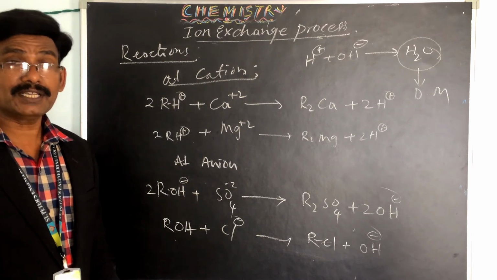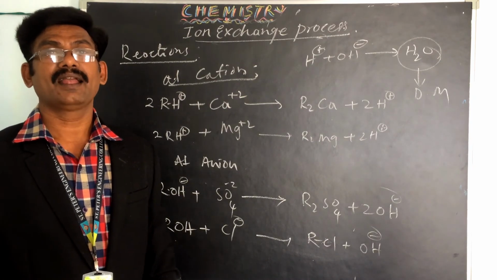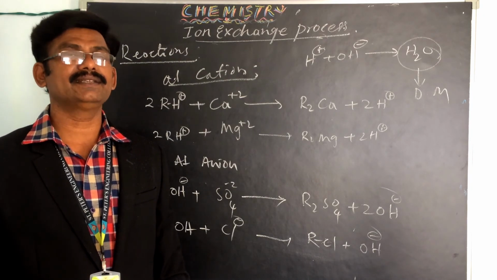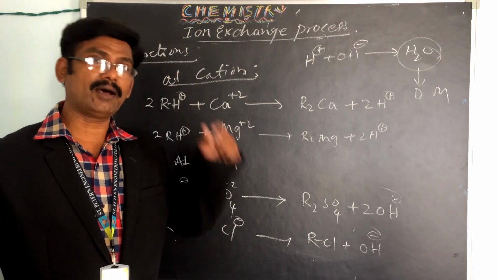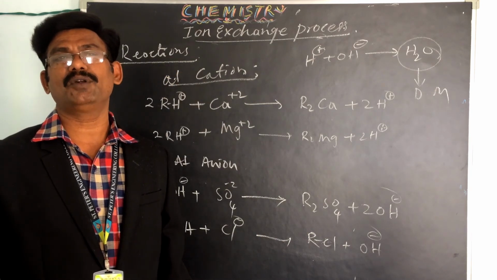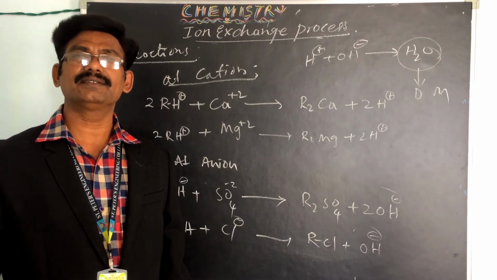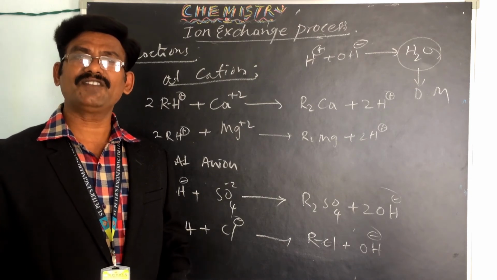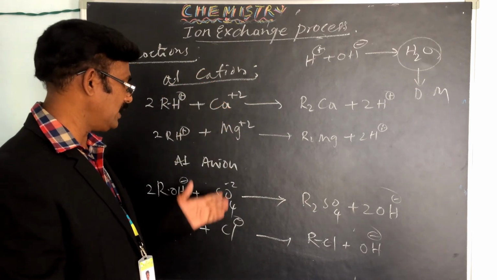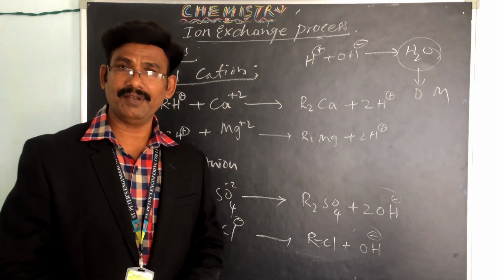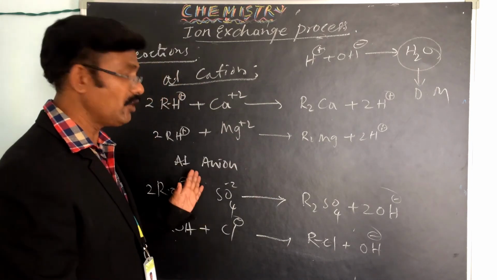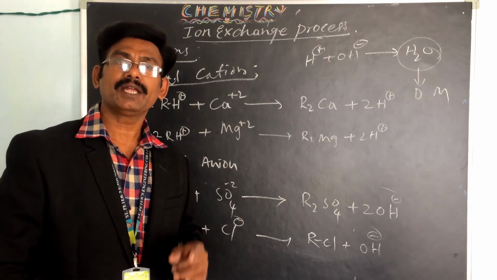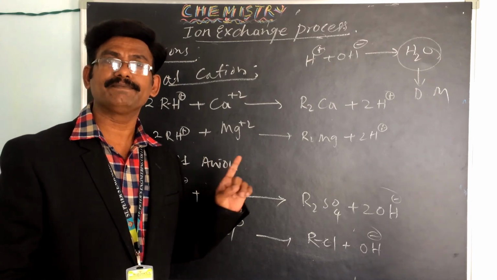So first we have seen the resin. Two types of resins are there: anion exchange resin and cation exchange resin. Then the process diagram is very important. The diagram contains three cylinders: cation exchange resin, anion exchange resin, and degasifier. So after the process, the reactions at cations and at anions are very important reactions. If you have any doubt, please ask me by phone or in person. Okay. Now the final part is very important.